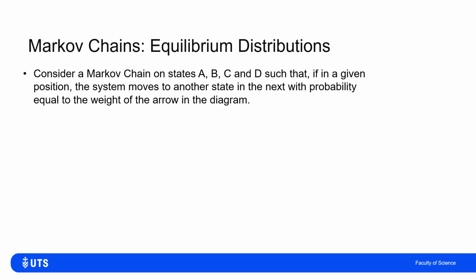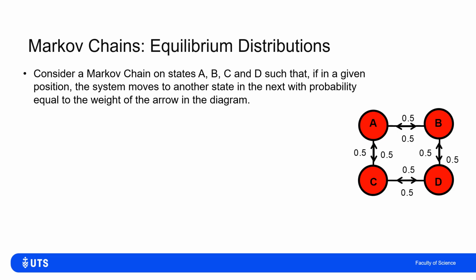So let's say here we've got a Markov chain and the states are A, B, C, and D. And we're going to assume that if it's in a given position, the system moves to another state with probability equal to the weight of the arrow in this diagram. So there's 4 states. If it's in A, then one step in the future, it's 50-50 if it's in B or C. If it's in B, then it's 50-50 one step in the future if it's in A or D, and so on.